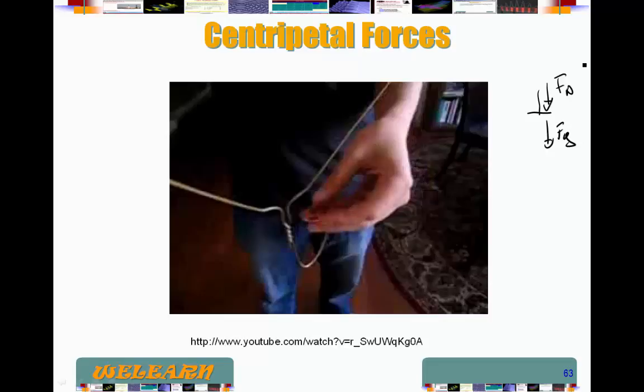Now, if the circle was a horizontal circle instead of a vertical circle, of course, the gravitational force would not be providing part of the centripetal force. It is providing part of the centripetal force in this case because it is not perpendicular to the velocity at that particular point. Let's look at this other example.